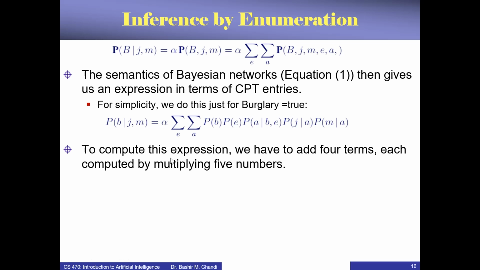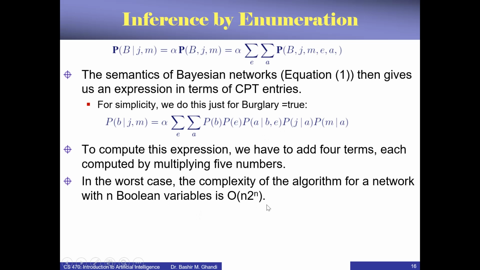So all we now have to do is read off these values from the table and try to summarize them. So to compute this expression, we have to add 4 terms, each computed by multiplying 5 different numbers. Okay, 4 terms in the sense that there are 2 different values for A, whether the alarm sounded or not, and whether the earthquake occurred or not. So those give us 4 different terms. Each of these involves 5 different values. So we have to read off these values from the table and multiply them.